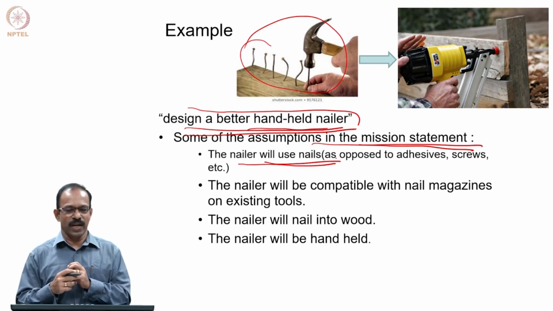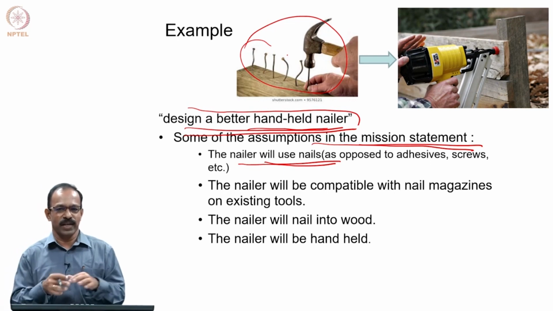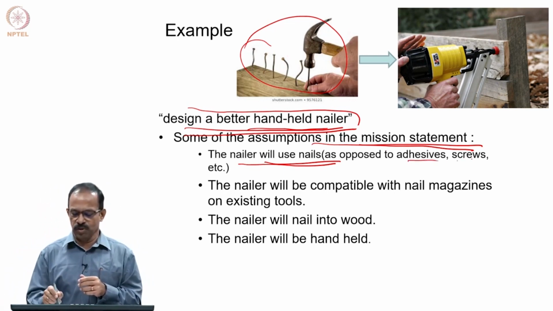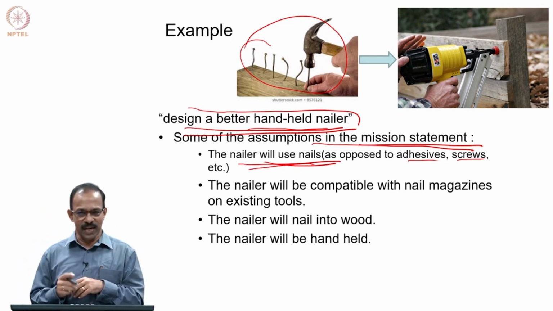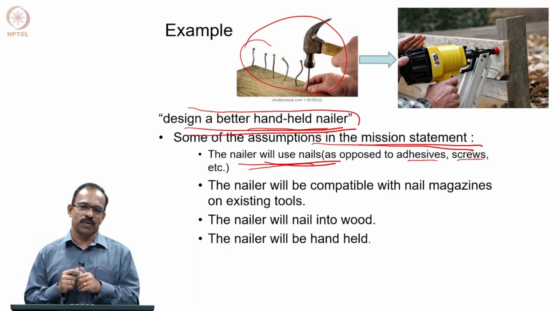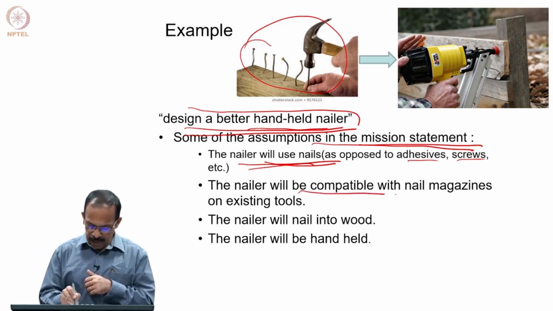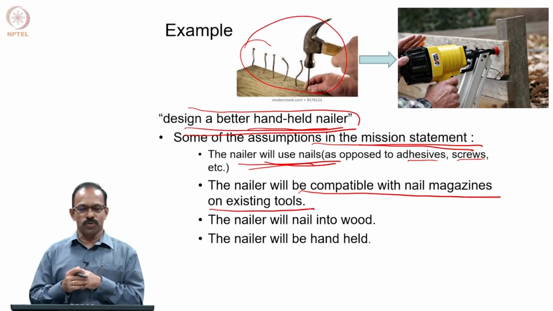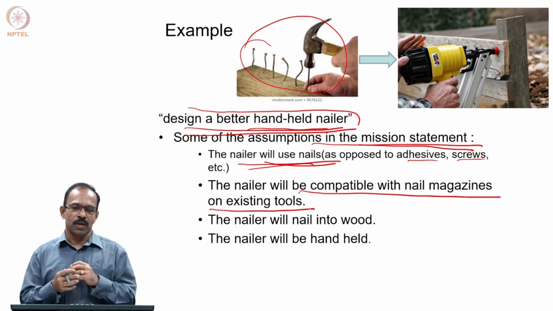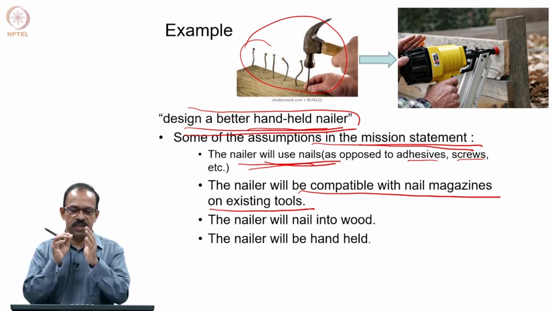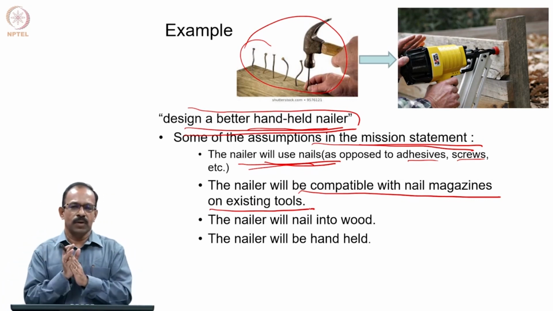Okay. So, you might say, "I want to replace the nailer." You can have many solutions. You could say there is no need to use nails, and instead use adhesive or screws, but that is not the problem that we are trying to solve. We are saying that the nailer will use nails, and then we need to join different components or parts, and it will be compatible with the nail magazines on existing tools. So, there are existing tools available in the market to solve this problem. I will be using the same kind of nail magazine, the set of nails that can be inserted into this product, and then I will be developing the product.